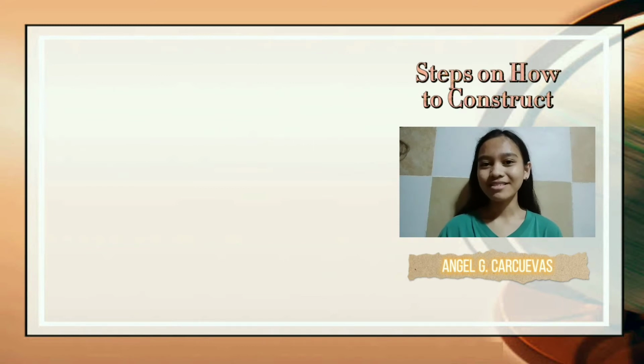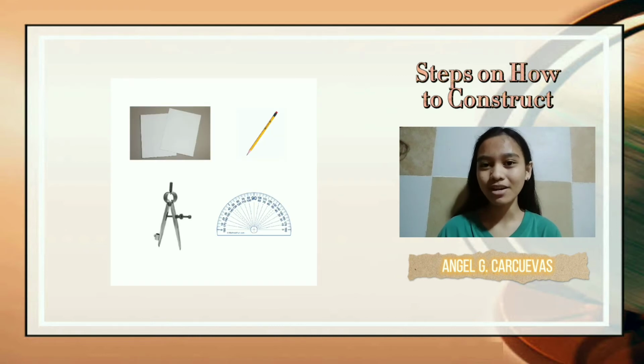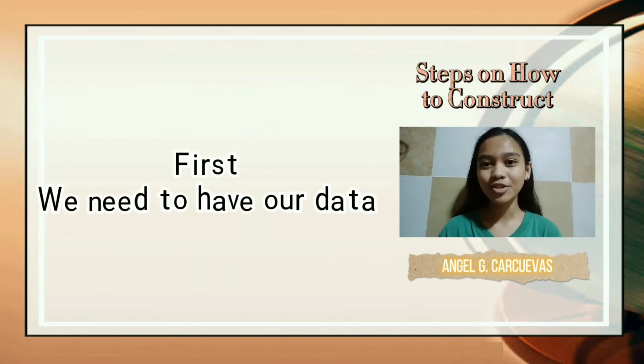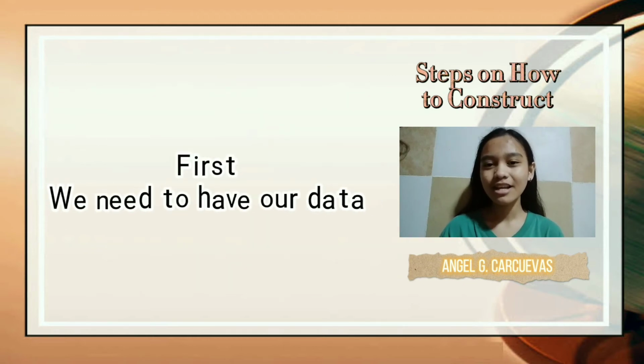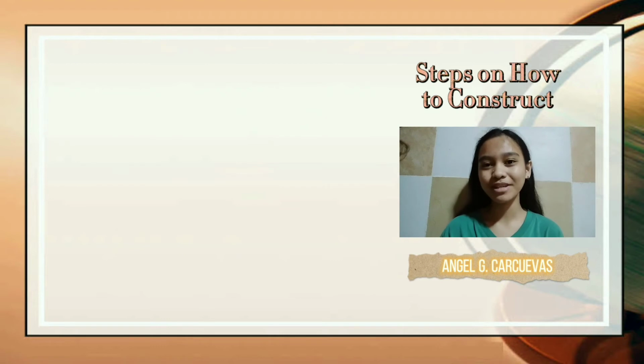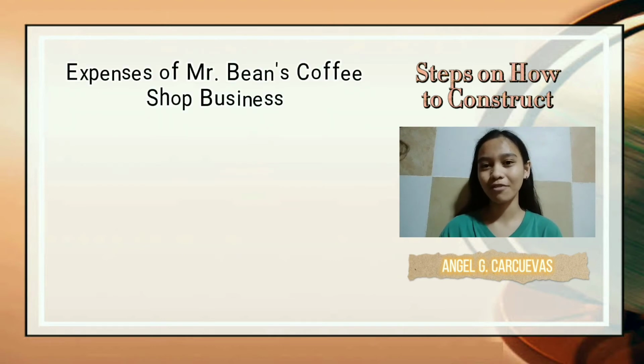Now, I will discuss the steps on how to construct a circle graph. Manually, you need to have a paper, pencil, a compass, and a protractor. First, we need to have our data. The data we're going to use will be the expenses of Mr. Bean's coffee shop business with the following breakdown.